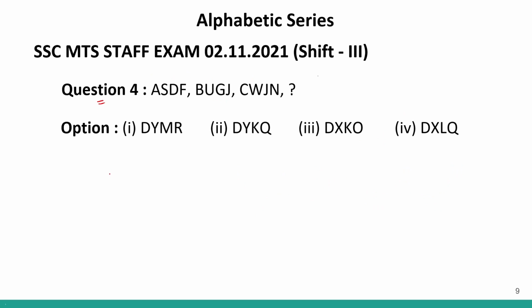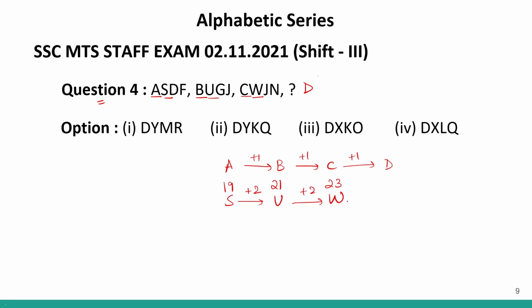Moving on to question number 4. I am looking at the first alphabets A, B and C. Simply plus 1, plus 1. So now it will be plus 1, which gives me D. The next first element will be D. Then we have S, U and W. S is 19, U is 21 and W is 23. This is plus 2, this is plus 2, so the next will also be plus 2. Plus 2 gives me 25, and at 25 we have Y. So the second element will be Y.